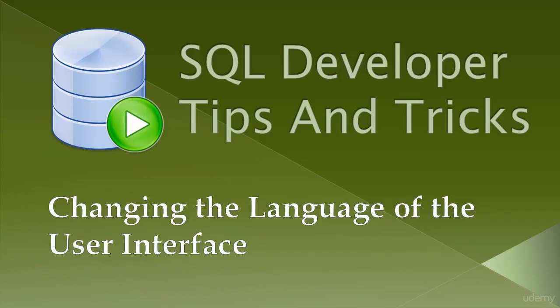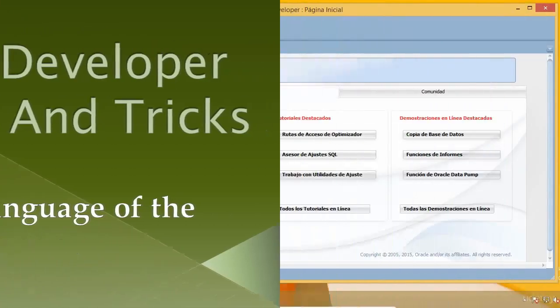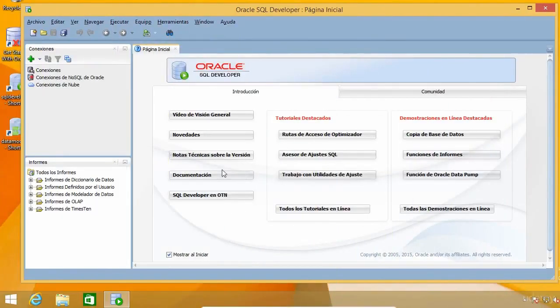So the first tip I'm going to show you is useful if you want or need to change the language of the user interface. In my case, it is currently in Spanish, as you can see here. Even though Spanish is my first language, I usually like to have programs installed in English because it is usually easier to find help and documentation for the English versions.